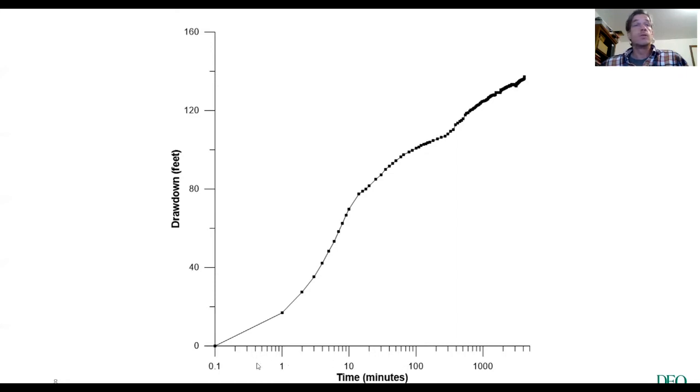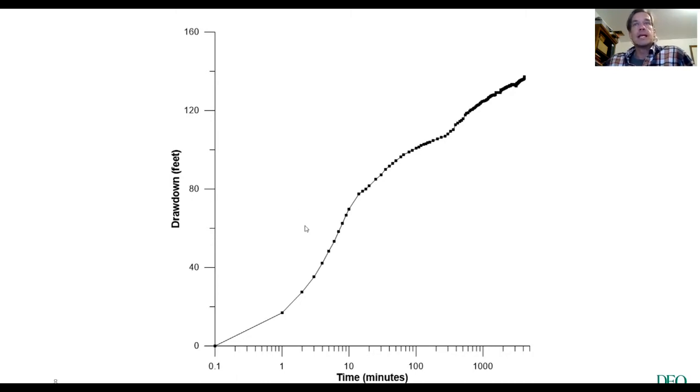And these units are now based on orders of magnitude. So 1 minute, 10 minutes, 100 minutes, 1,000 minutes, and they're subdivided into tens. So this is 100, 200, 300, 400, 500, all the way up to 1,000, then 1,000, 2,000, 3,000, 4,000, 5,000.